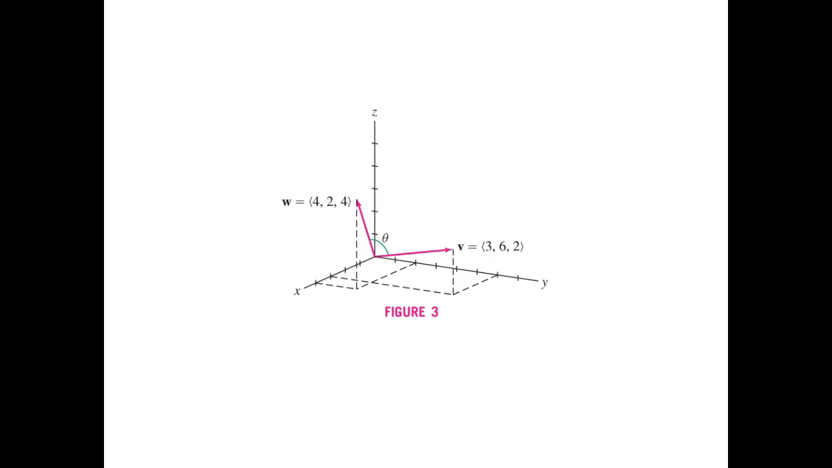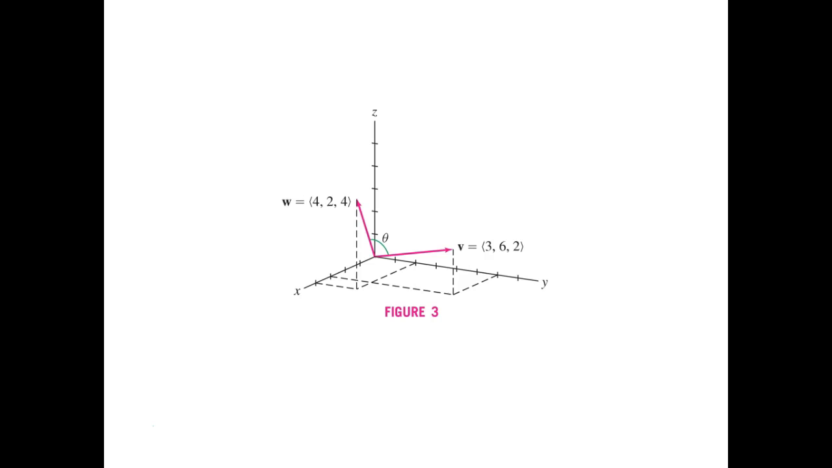Here is vector V. 3, 6, 2. All right, I can't read. Positive 3 on X, positive 6 on Y, up 2 on Z. Over here, vector W is plus 4 on X, plus 2 on Y, and up 4 on Z.